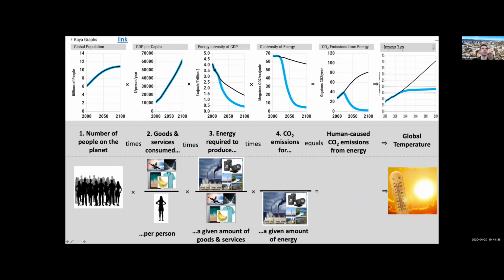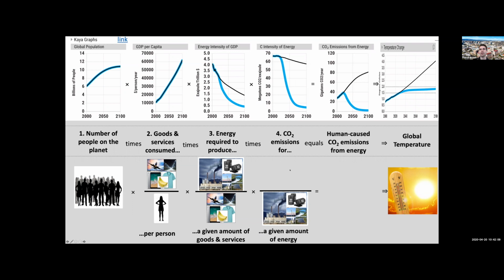And I'm not doing it by changing the amount of people on the planet. I'm letting that grow to 11 billion. I'm not doing it by changing GDP per capita. I'm letting the economy grow the way that it would have otherwise. I am getting help by increasing energy efficiency, getting more goods and services per unit of energy. So that's decreasing faster in my scenario here. But the big gain comes from zeroing out these emissions of CO2.